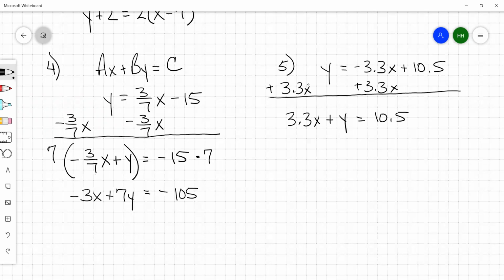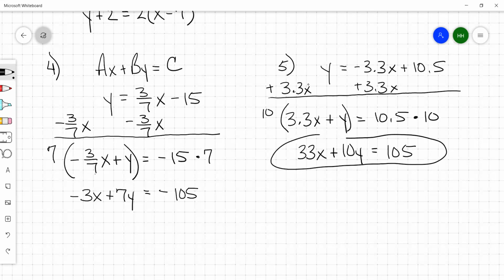Now, since you need integer coefficients and you've got decimals in the 10th place, you multiply everything by 10. So 10 times 3.3x, that's 33x plus 10y equals 10.5 times 10. That's 105. So there's your line in standard form with integer coefficients.